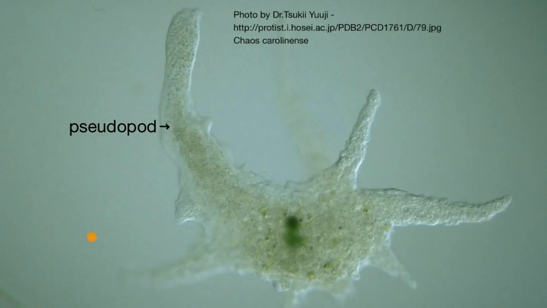The goal of this video is to appreciate some of the structures that you see even in unicellular organisms. So this right over here is a picture of the amoeba Chaos carolinense. And what you see here is a projection coming off from the main part of the cell. And this is called a pseudopod, which is referring to it being a false foot. The pod is coming from the same root word as podiatry, which is referring to the foot.